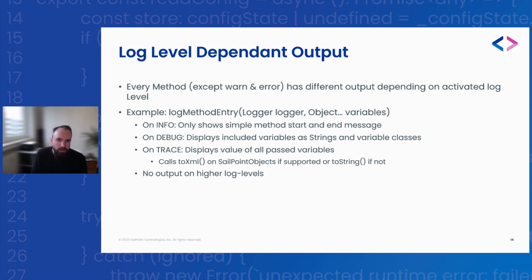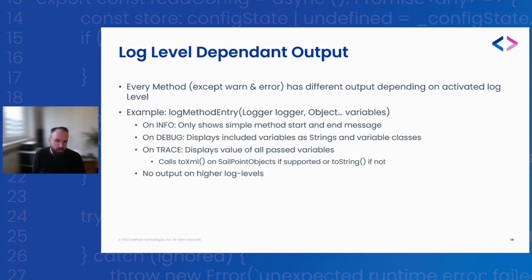So when we have the log method entry, which looks something like this, with first you pass in the logger that you want to log on, and then you have a bunch of variables that you want to show. If you have warn or error activated as a log level, this method does not produce any output whatsoever. And it is actually created in a way that follows the best practices shown yesterday. So obviously it first checks which log level is activated and then creates the appropriate statement. On the info level, it only shows simple start and exiting messages. So just one word, basically, that is printed into the log, like entering and exiting.